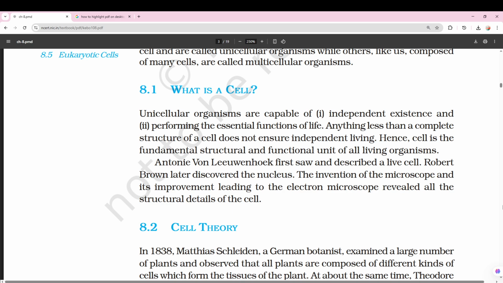Anthony von Leeuwenhoek first saw and described a living cell. Robert Brown later discovered the nucleus. The invention of the microscope and its improvement leading to the electron microscope revealed all the structural details of the cell.